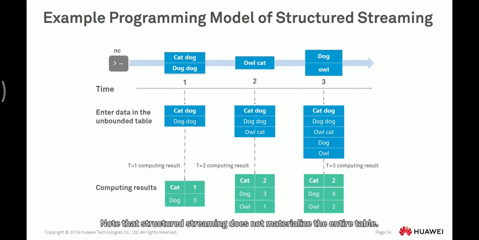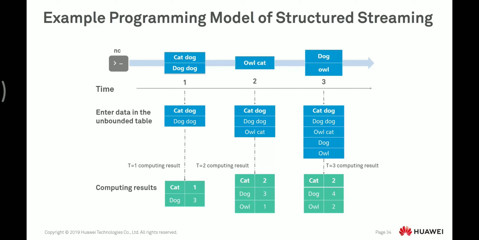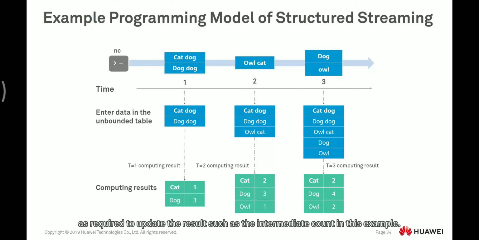Note that structured streaming does not materialize the entire table. It reads the latest available data from the streaming data source, processes it incrementally to update the result, and then discards the source data. It only keeps around the minimal intermediate state data as required to update the result, such as the intermediate counts in this example.